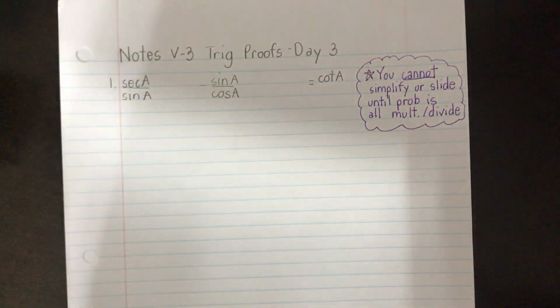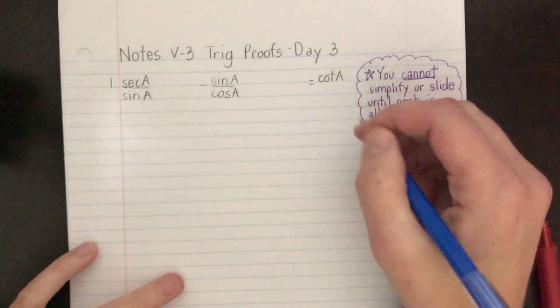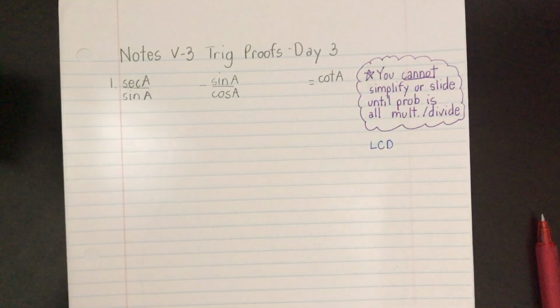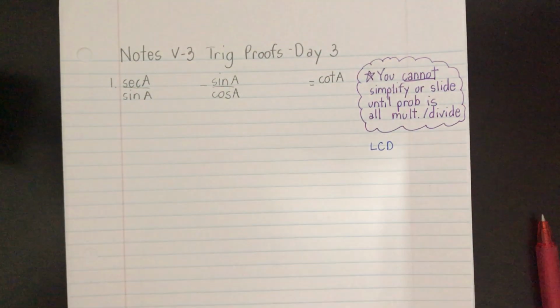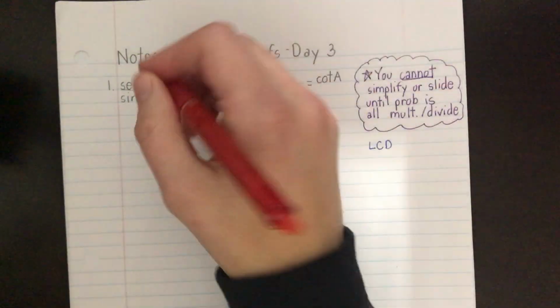So the first thing we need to do then is get an LCD, the least common denominator. Find out what that would be, that way you can actually subtract these two fractions. So you see now why we practice that stuff from Algebra 2.